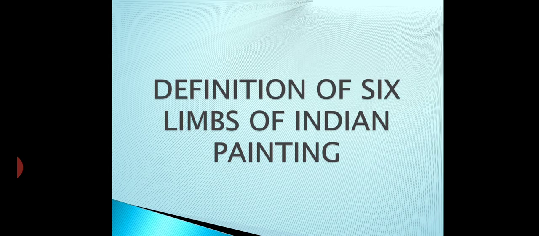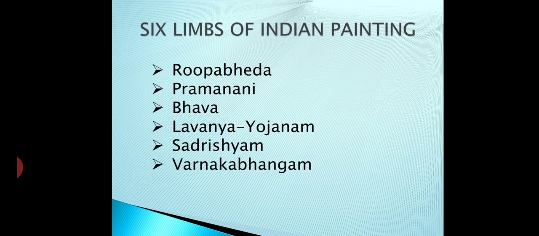Now, let me tell you about the definition of six limbs of Indian painting. When we talk of six limbs of Indian painting, we have to talk purely in reference to the earlier times, and earlier times means we can even include miniature painting traditions in it. While looking at the visuals, we can establish how the six limbs of painting are connected to our Indian system of painting. These are Rupabheda, Pramana, Bhava, Lavanya Yojanam, Sadrishyam, Varnikabhangam.